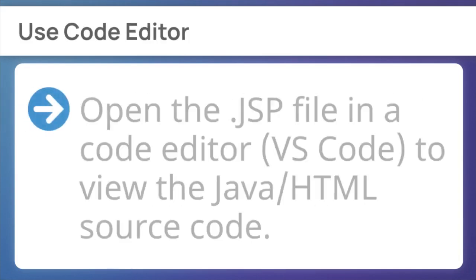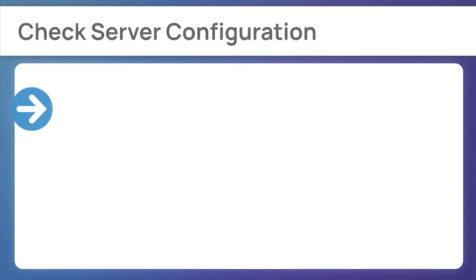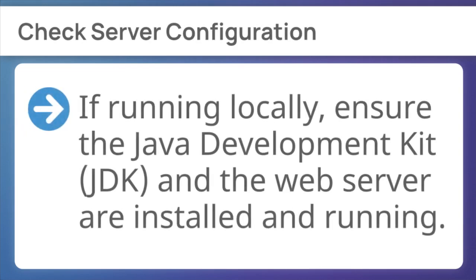Next, use Code Editor. Open the JSP file in a code editor, VS Code, to view the Java HTML source code. Finally, check server configuration. If running locally, ensure the Java Development Kit, JDK, and the web server are installed and running.